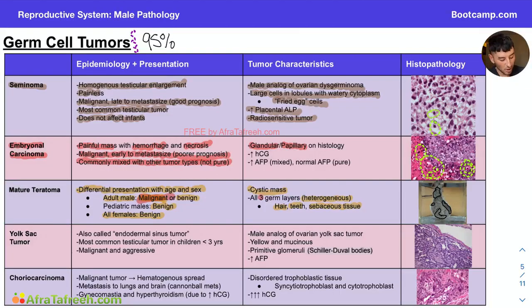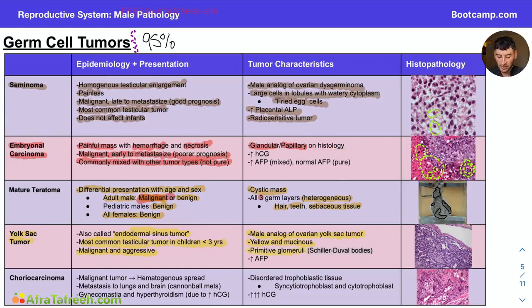Let's move on now to talk about our yolk sac tumors, which are also known as an endodermal sinus tumor, and this is going to be the most common tumor in our children below 3 years of age. So as opposed to our seminomas, which spared our infantile population, our yolk sac tumors can actually affect the much younger kids, and this is going to be a malignant and aggressive tumor, and it's the male analog of the yolk sac tumor that we saw in our females. On gross exam, this will be described as a yellow and mucinous tumor after radical orchiectomy, and then on histology, we expect to see what are called primitive glomeruli, also known as Schiller-Duval bodies.